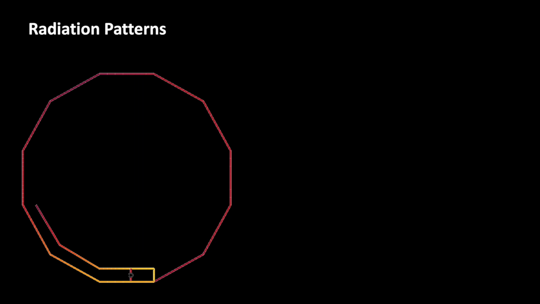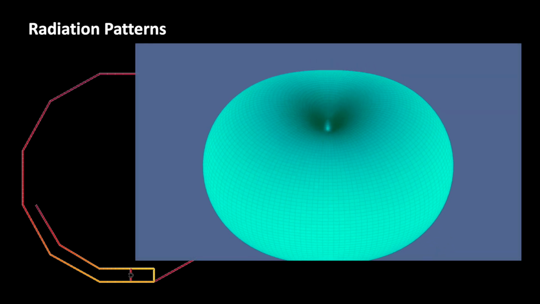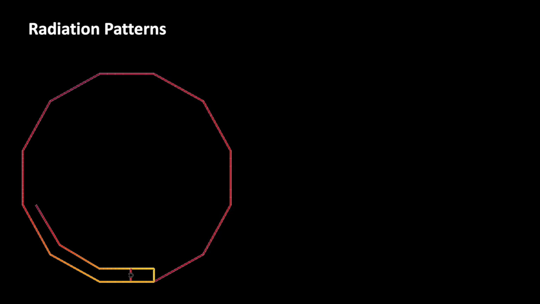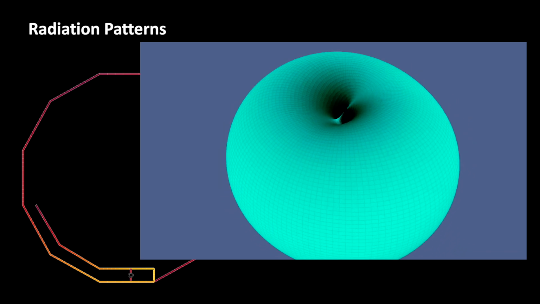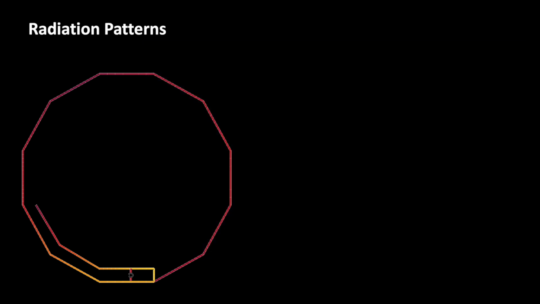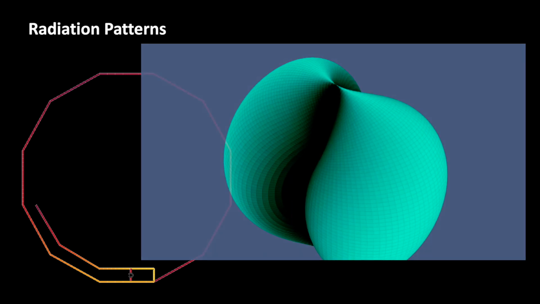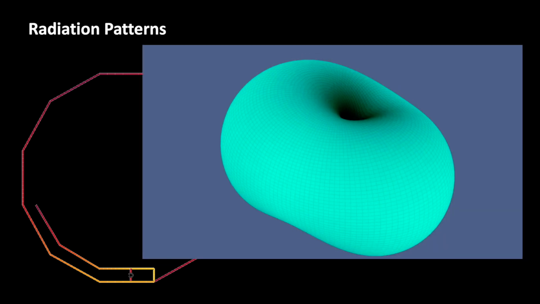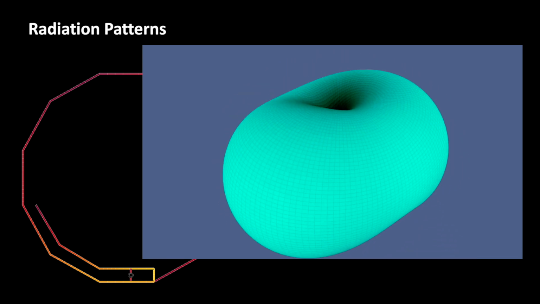Next, we will have a look at the whole radiation patterns in three-dimensional space. First, the sum of all polarizations. Then the vertical polarization. Then the horizontal polarization. And the circular polarization. That's really great, isn't it?